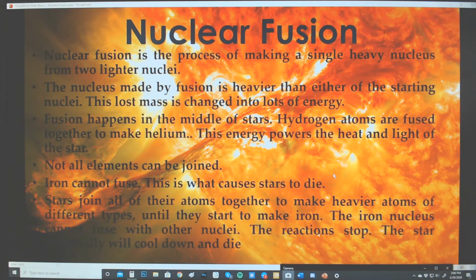Not all elements can be joined, however. Heavier elements are less likely to fuse with other atoms. This is what causes a star to eventually die. Stars join all of their atoms together to make heavier atoms of different types until they start to make iron. The iron nucleus cannot fuse with other nuclei and the reaction stops. The star will cool down and die because of this.